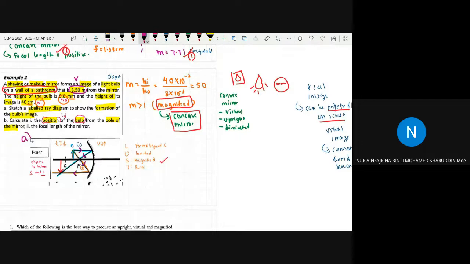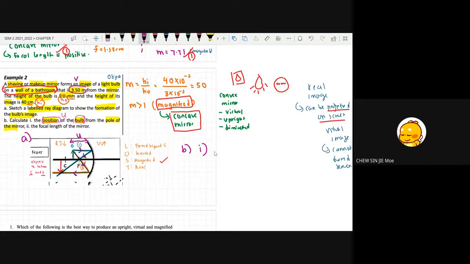So ini untuk A, ini untuk B, B1. So dia minta kita cari object distance. Boleh faham ke kenapa? Yes, the object is in front of the mirror. So dia minta kita cari position. So bila dia cakap perkataan position tu, dia minta kita cari object distance. Okay, how do we find for the object distance? Macam mana kita nak cari object distance? What formula can we use?